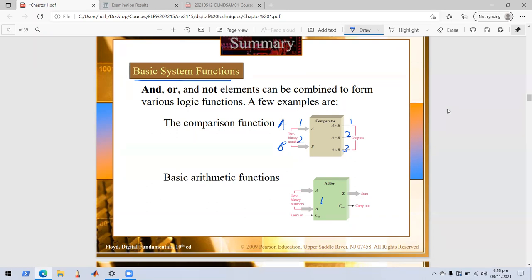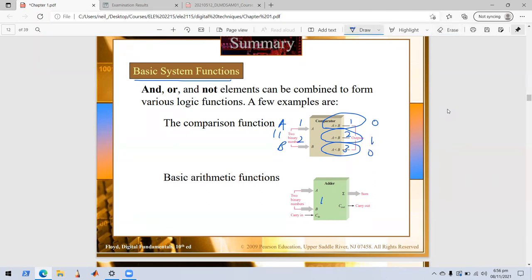Now, based on whether or not A is equal to B, each one of these lines might be high. So if A is the same number as B, then this second line here is going to light up one. If A is greater than B, then this first line here is going to light up one. And if A is less than B, then this third line here is going to light up one, and the other lines are just going to be low. In the case where A is equal to B, this second line is going to light up one and the others are going to be low.